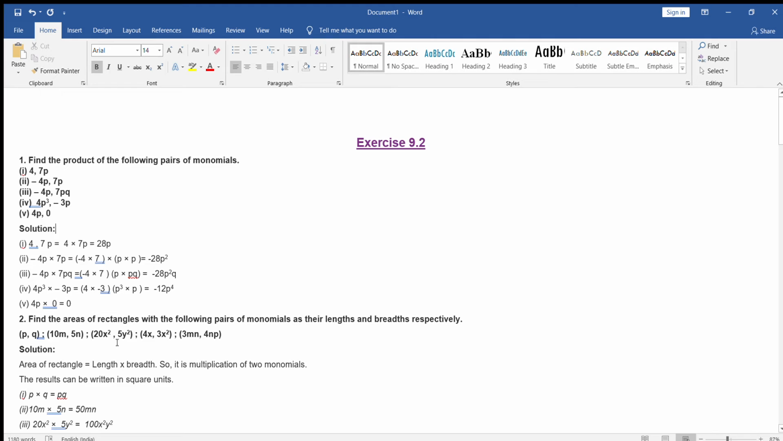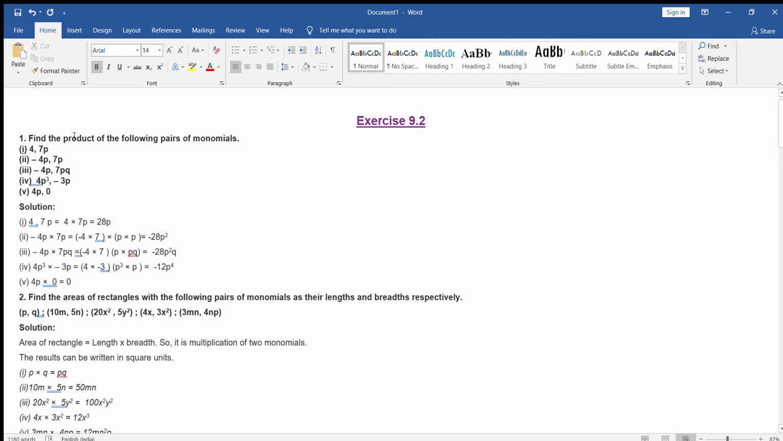In today's session we will discuss exercise 9.2 from our NCERT book of 8th class. We were discussing algebraic expressions and identities, and with the introduction we have discussed our first exercise. Now our second exercise, that is exercise 9.2. In this exercise we have to find the product. Product means we have to multiply the given terms.